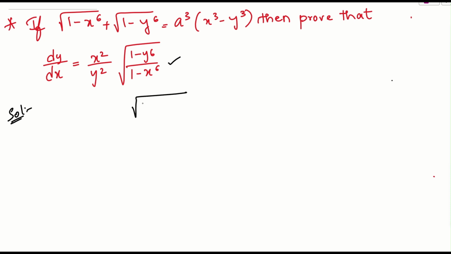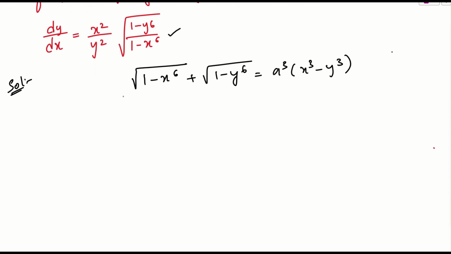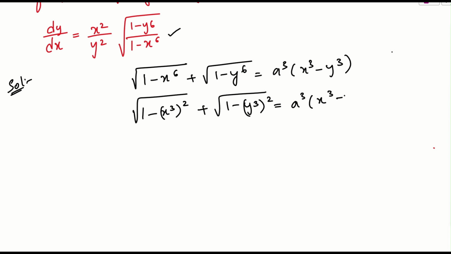So first of all, let me write it down. (1 minus x to the power of 6) plus root of (1 minus y to the power of 6) is nothing but a cube into (x cube minus y cube). Agree? So what I will do is simply write x cube the whole square. Is it okay? Yes. And similarly y cube the whole square, which is nothing but a cube times this, x cube minus y cube.